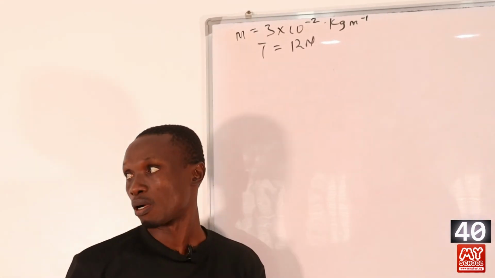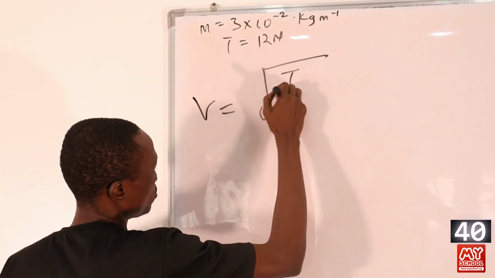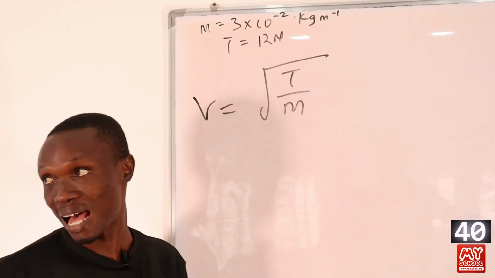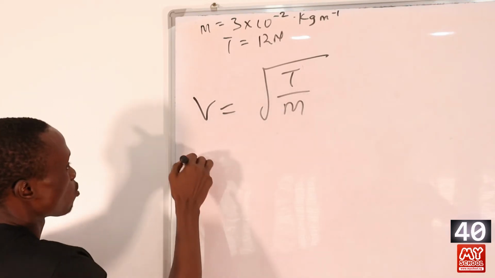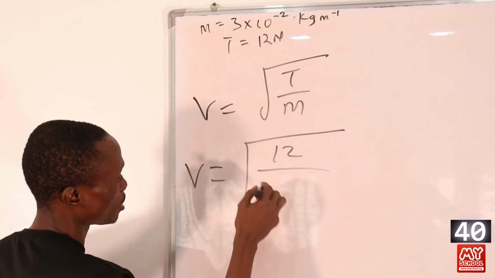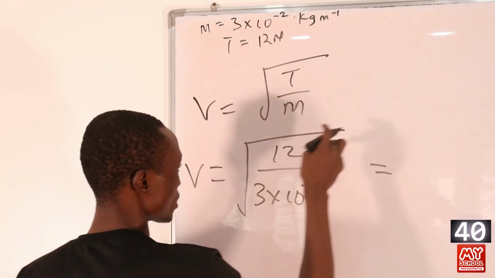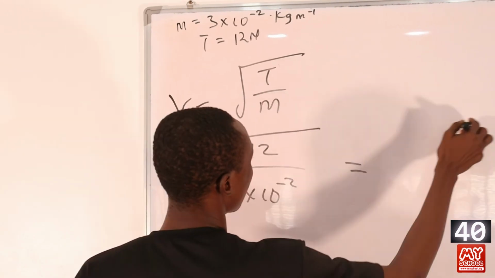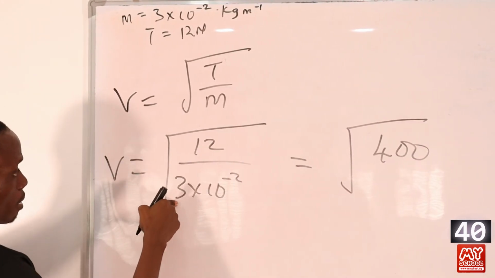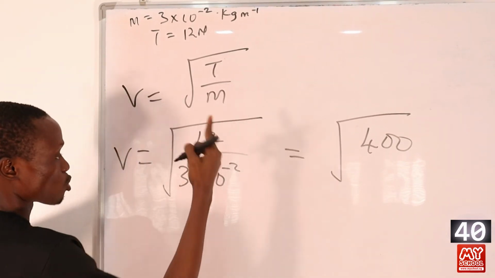So the speed of propagation of the wave is given as v equals root T over m, where T stands for tension and m stands for mass per unit length. So v will be equal to root of tension 12 divided by the mass per unit length, which is 3 times 10 raised to power minus 2, right? So if we divide, that will be 4, so that will be having root 400, right? We just divide 12 by 3, that gives us 4, right?